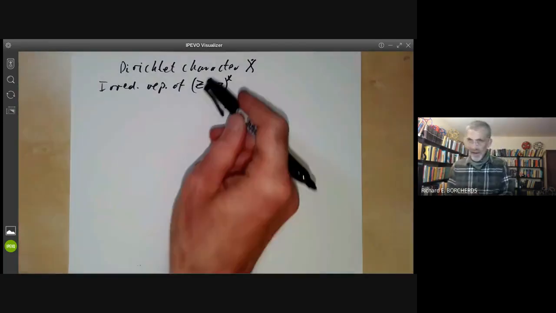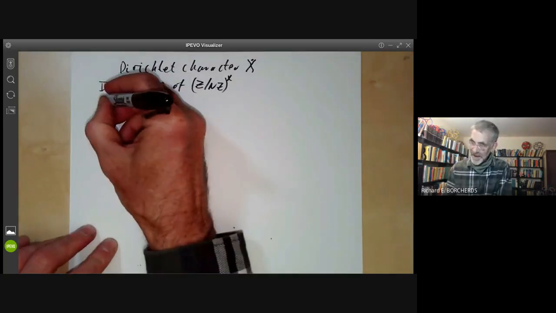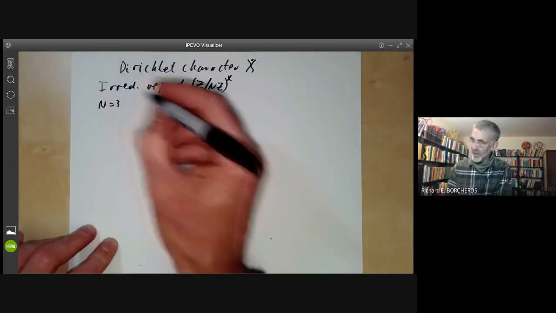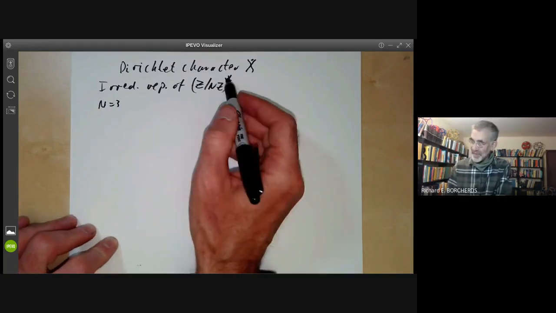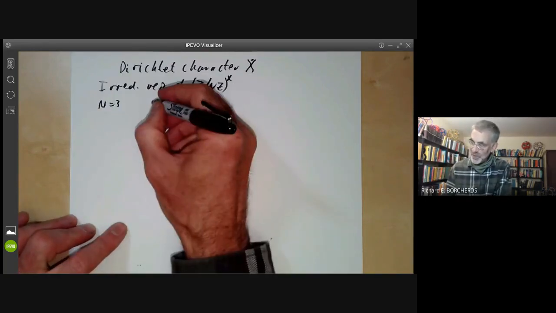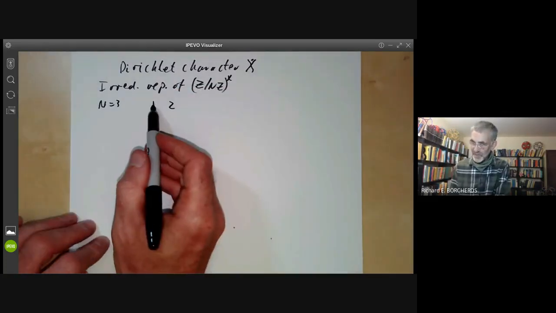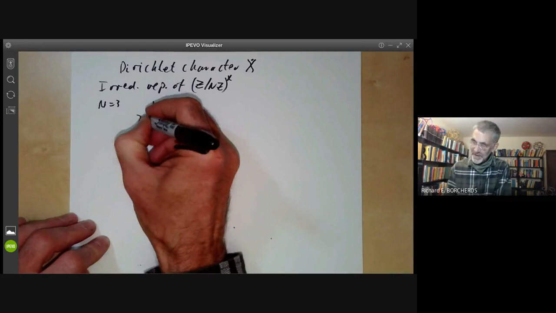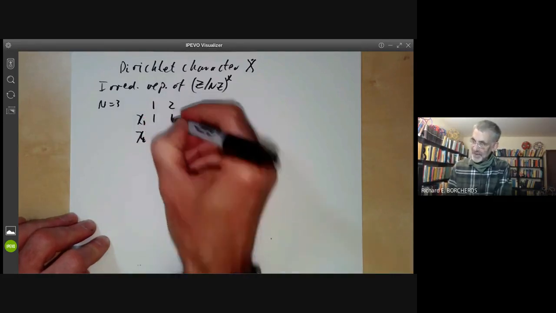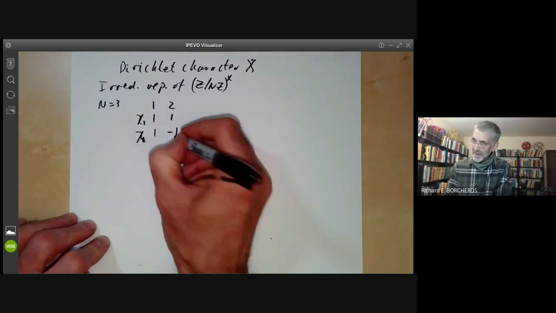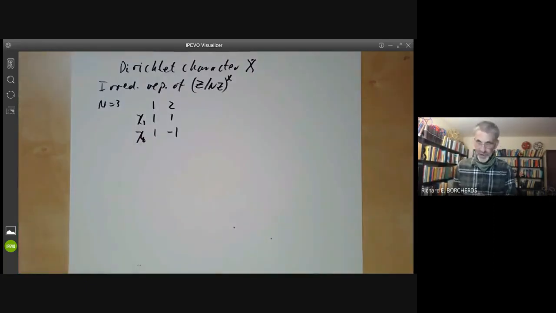And instead of explaining this in detail, I'll just write out a first few examples. So let's take n equals 3, for example. Then Z over 3Z, the elements coprime to 3 are just 1 or 2 mod 3. So we have two elements of this group. And there are two characters. The first character is the trivial character. The other character takes values 1 on the identity and minus 1 on the element of order 2.